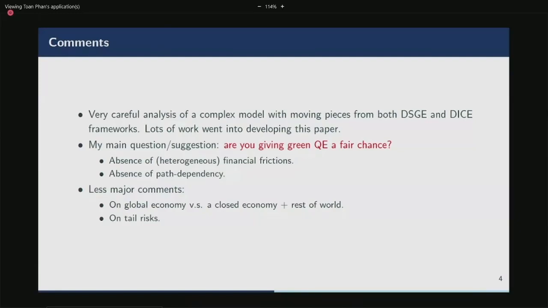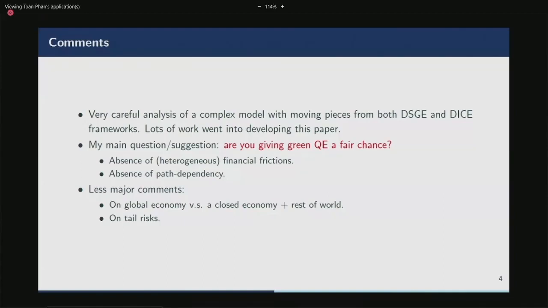And I know there's a lot of work that the authors have done in delving into this, developing this paper. So I appreciate that. My main suggestions and questions, the first one is, are you giving green QE a fair chance? By that I mean the model does not have financial frictions, in particular heterogeneous frictions across clean versus dirty sectors, and also there's absence of path dependency. I won't go into details of that in the next few slides.